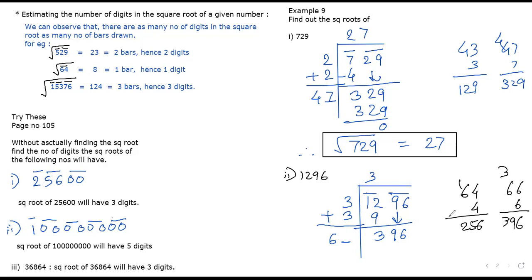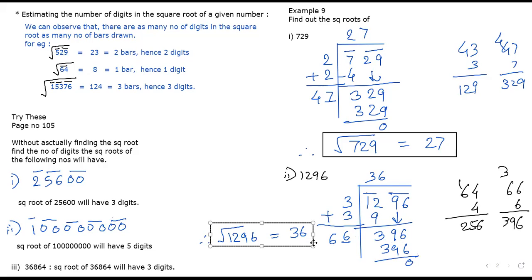Did you get the answer? Yes or no? Yes, sir. 66 6s are 396. Answer is 0, and therefore square root of 1296 comes out to be 36. Children, are we understanding this method? Yes or no? It's a very important method. Yes, sir. Very, very important method.